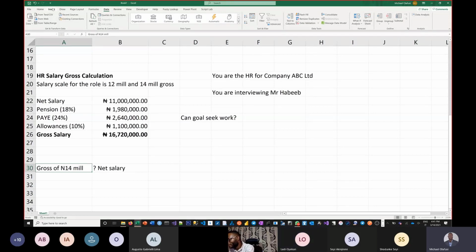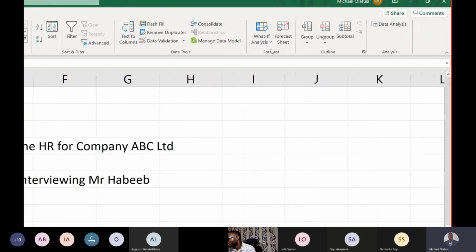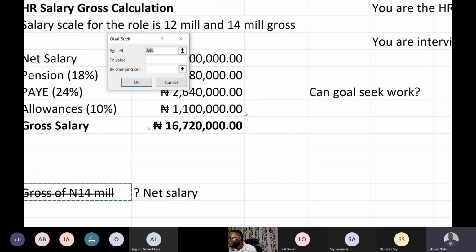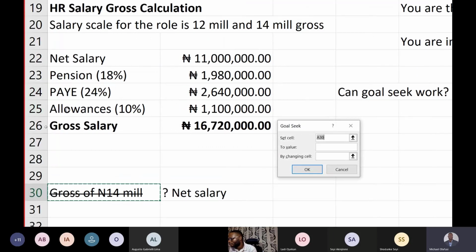So what do I do? I go to the data menu, and I go to what-if analysis, and I go to goal seek. If you remember what I said about goal seek, it's all a concept of desired output and desired input, right? So what is my output cell? I want my output cell, which is the gross salary, to be exactly 14 million, by changing the input cell, which is the net salary.